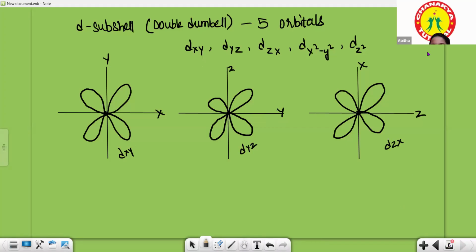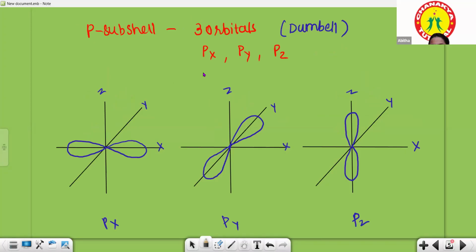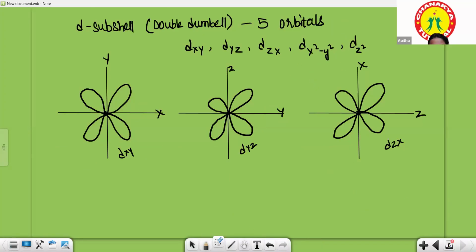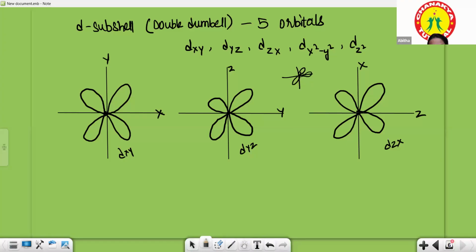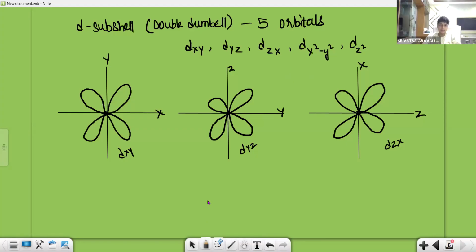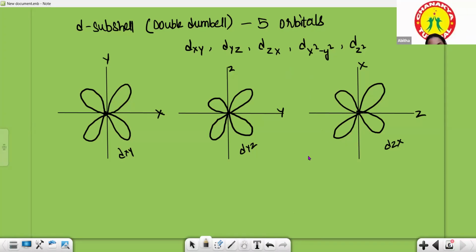The difference we can find here: in case of p orbitals, a lobe is present on the axis. But here, we are not showing it on the axis. We are showing it in between the two axes. Understand? So this is dxy, dyz, and dzx. So these are the shapes.